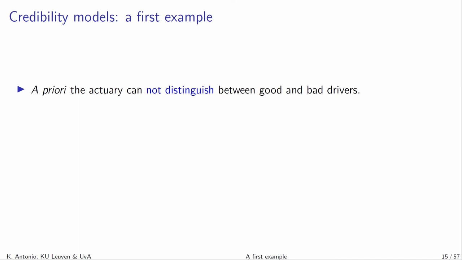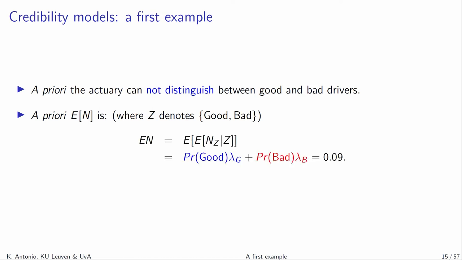And we say that, a priori, we cannot distinguish between the good and the bad drivers, because we consider that to be hidden characteristics, which we can only try to capture over time by looking at the history of the claims. So a priori, we cannot distinguish. So a priori, what we charge is the expected value of N, where N is the number of claims.